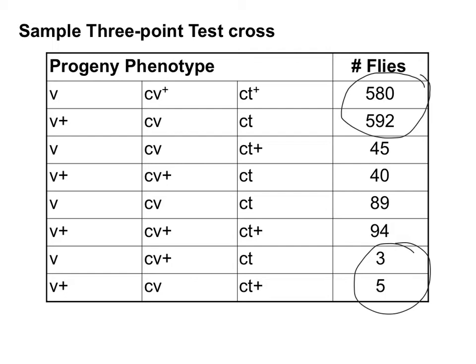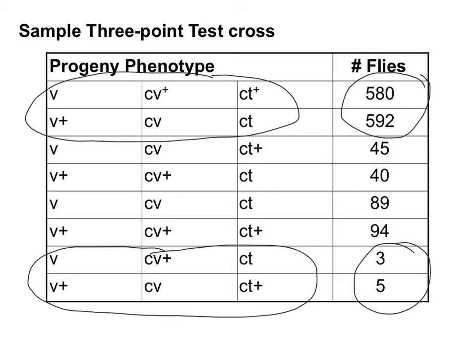So how can we use this information to figure out what is the correct gene order from the previous slide? Well, what I would encourage you to do is to look at these combinations and then look at these combinations. And what you're going to find is that the only way to produce these offspring in these proportions is if there's a double crossover between the CV and CT loci and the CT and CV loci. In other words, the gene order has to be CV, CT, CV.